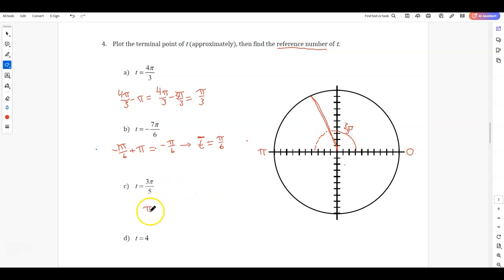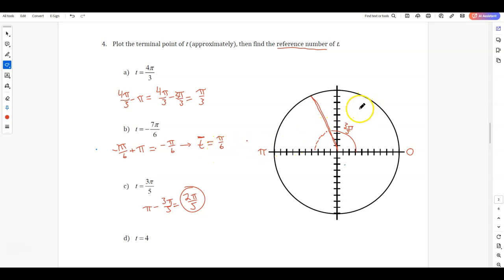So we would say this is pi minus that 3 pi over 5. And that would end up being, right, 5 pi over 5 minus 3 pi over 5 is 2 pi over 5. So that would be my reference number, and you could call that T bar for my reference angle that's right there. The last one, we'll save that one here for a minute.